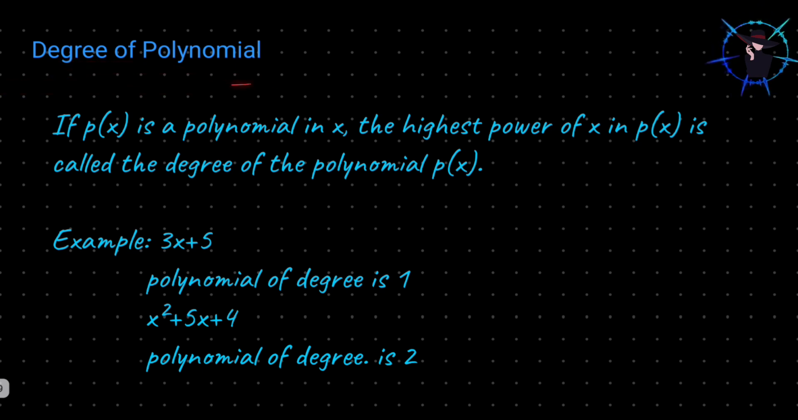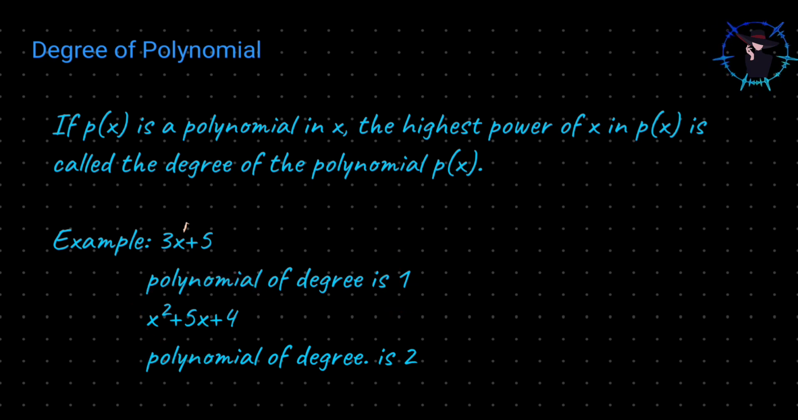Degree of a polynomial. So what does this say? If p of x is a polynomial in x, the highest power of x in p of x is called the degree of the polynomial. Suppose we have a polynomial 3x plus 5. Degree means power. What's the power of x? If there is nothing, the power is always 1, right? The degree of the polynomial is 1.